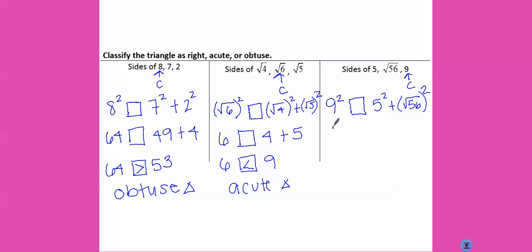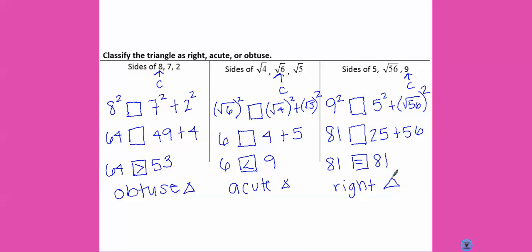9 squared is 81. 5 squared is 25. Square root of 56 squared is just 56. How does 81 compare? 25 plus 56 is 81. So since they're equal, it is a right triangle.